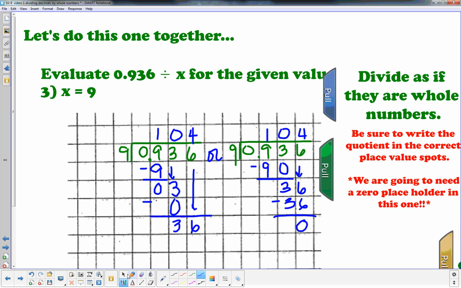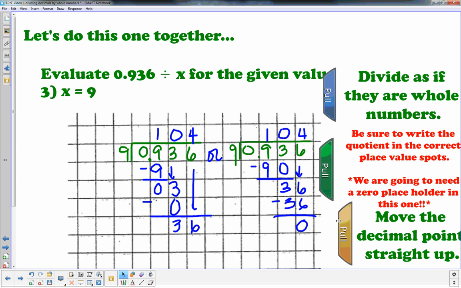Now, remember the last step, the decimal point straight up. So the answer to this is 104 thousandths. You know, the next thing I'm going to do, I'm going to want to check our work with a multiplication problem. So work that out and press pause, and then press play when you're ready to check.